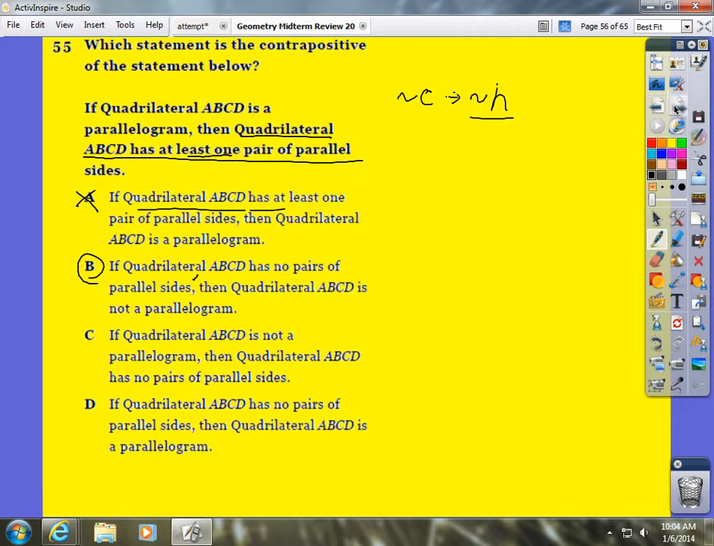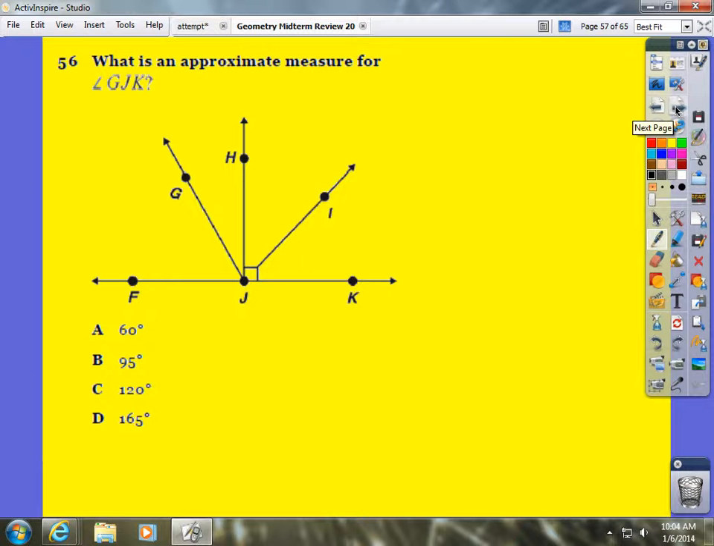Approximate measure for GJK. Okay, we know it's got to be more than 90 because we've got at least 90 right here, which means it can't be that. Let's see. 5 degrees is going to be very, very small. 95 would be something like right up in here. Okay, so we want bigger than 95. I would say probably about 120 because that's about a 30-degree angle. And you'll just have to learn your angles and what they look like. This is a 45-degree angle, so this is smaller than a 45-degree angle, and you can tell by looking at them.